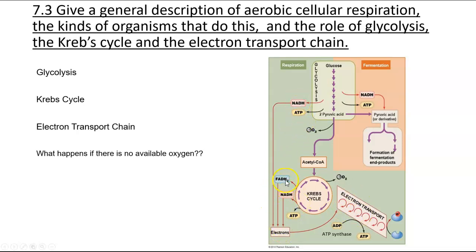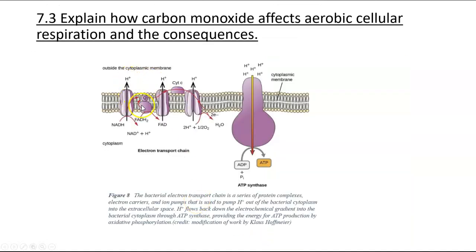Each one of these NADHs or FADHs has electrons that they have to pass on to the electron transport chain. And this picture is kind of showing you that. See these steps in the electron transport chain? Those are the same thing as each one of these steps right here. Here I've got some NADH, and it gives its electrons to this first molecule in the electron transport chain.